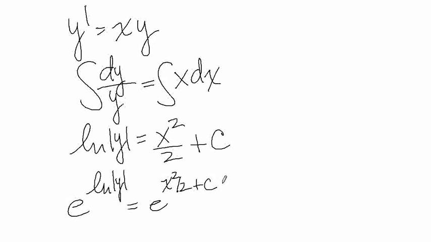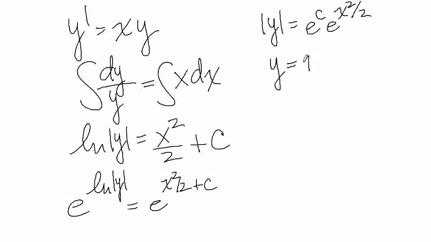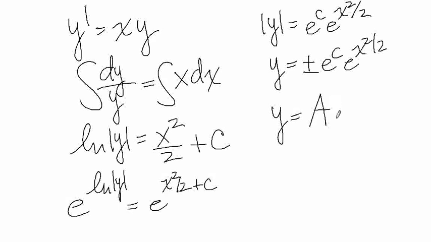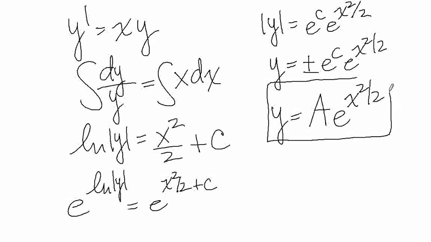Okay, so the left side again simplifies to the absolute value of y. On the right side, I can rewrite that as e to the c times e to the x squared over 2. And I can remove the absolute value function and just add a plus or minus on the right side. And I can replace plus or minus e to the c with another constant. We'll call it a again. And there is the general solution.